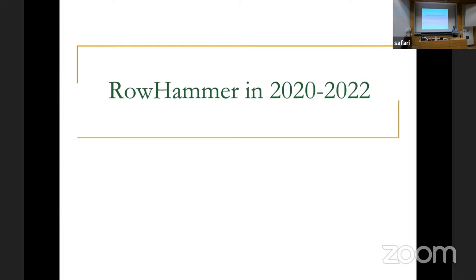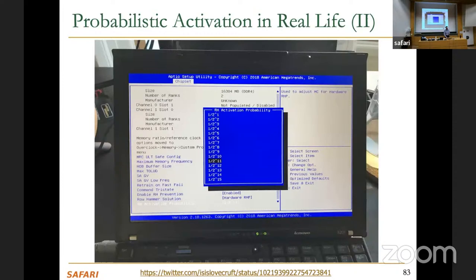Any other questions? Okay. So let's talk about what happened in 2020 and 2022. Well, it's still happening, actually. I think a lot of interesting things happened, right? I told you about this Intel solution, and then DRAM manufacturers saying, oh, we fixed the problem. Intel actually stopped using the solution after that. Even Intel believed the DRAM manufacturers, let me put it that way.